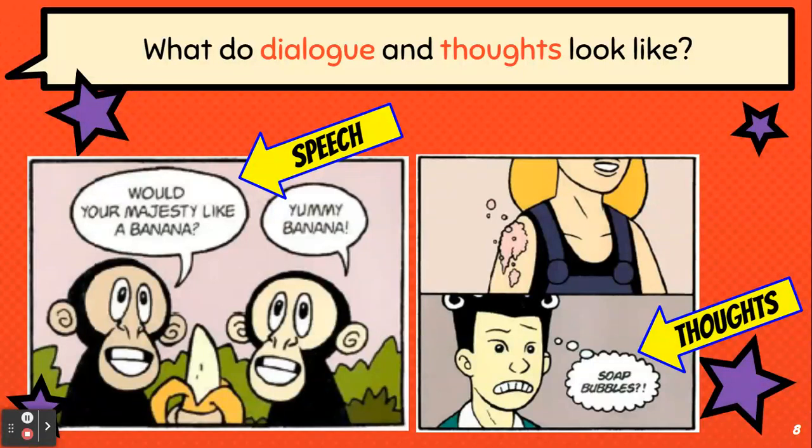Dialogue and thoughts. See on the left the speech bubble is a plain circle that shows characters are talking. And look on the right. You see the bubble there, it looks more like a cloud. That shows the character is thinking. Your story should have both speech and thoughts in it.